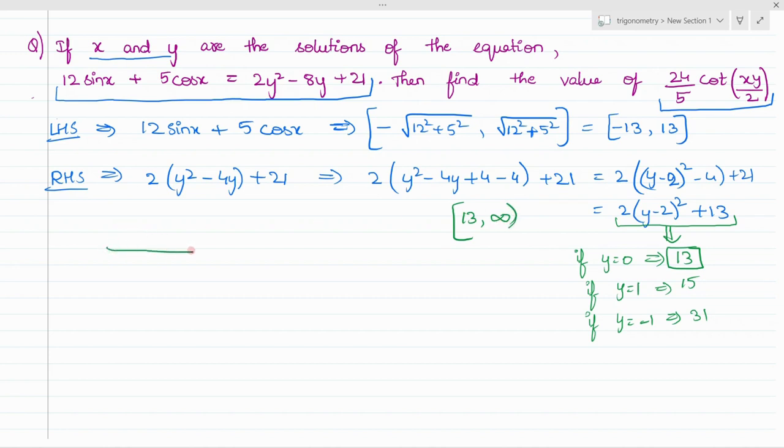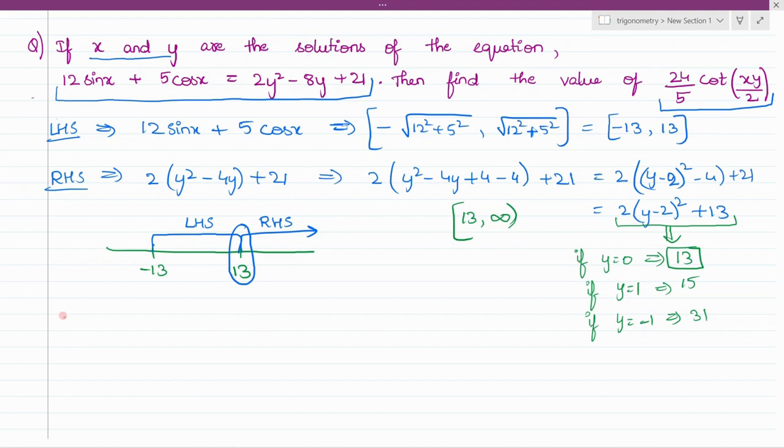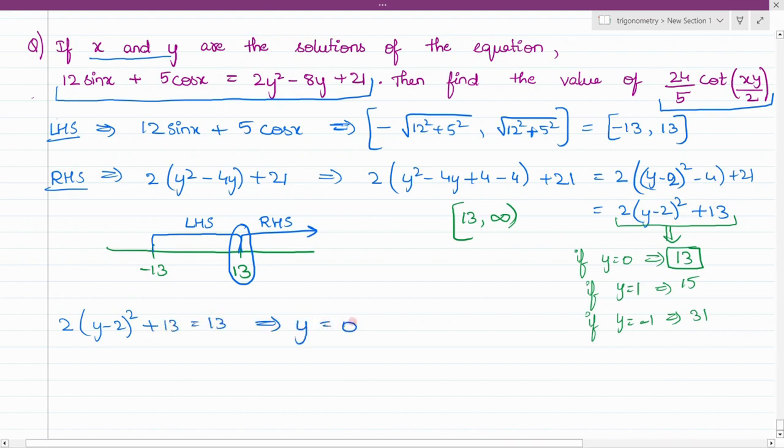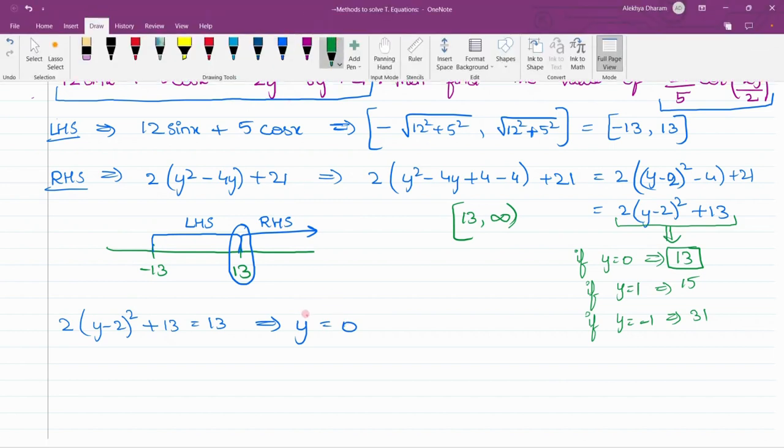If you see on the number line, the LHS range is from minus 13 to plus 13, and the RHS range is plus 13 to infinity. So the common point over here is plus 13. So equate the RHS with 13: you will get 2 into y minus 2 whole square plus 13 equal to 13. From here, you can write y equal to 2. So we got the solution for y.